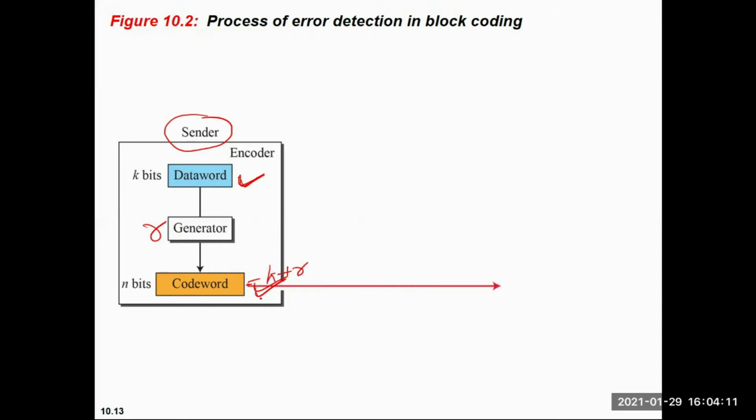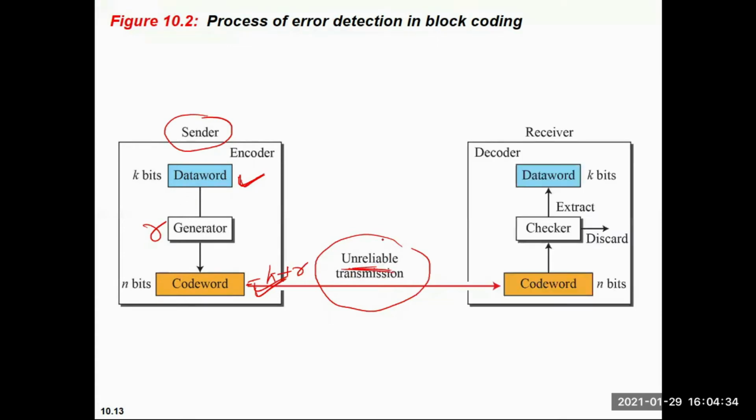Then we are sending this one through a channel, and we are reading this error detection, error correction. Basically we are dealing with error. So that's why we are calling this channel an unreliable transmission, because if it were a reliable transmission, there would be no chance of error.